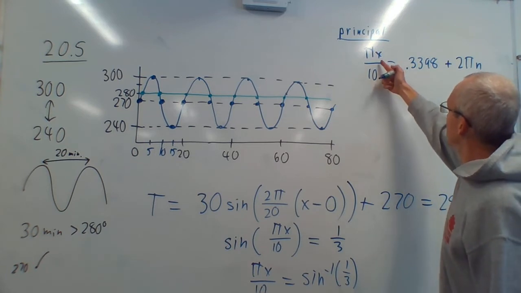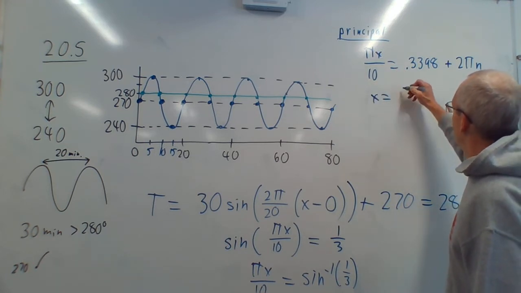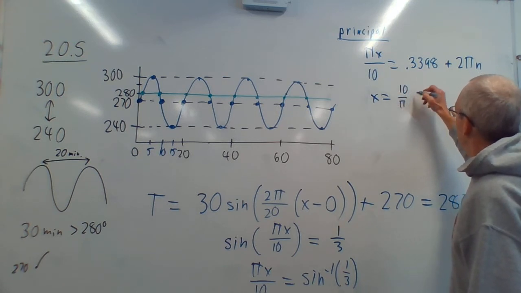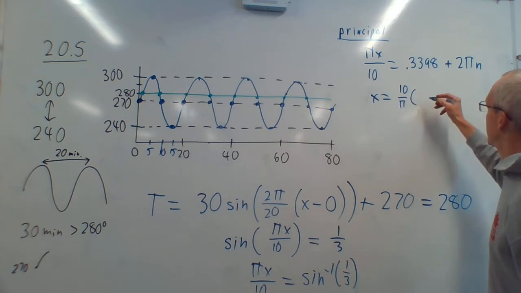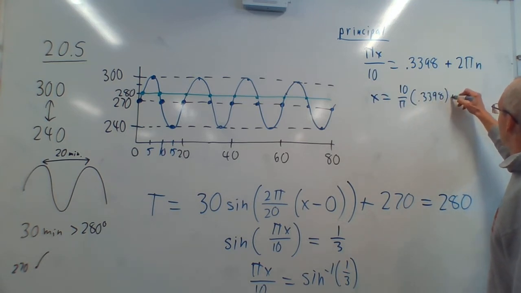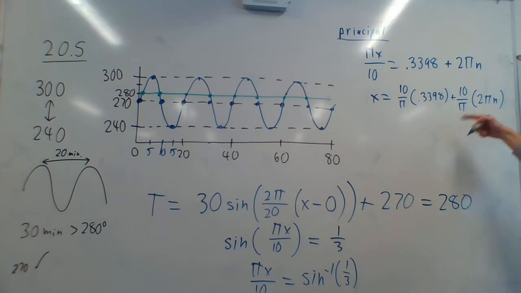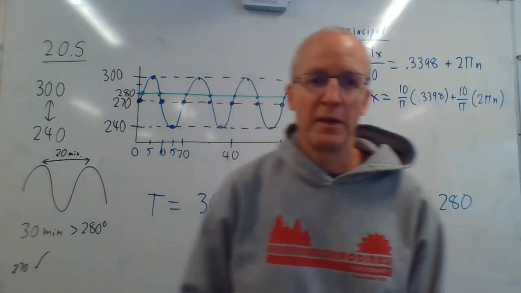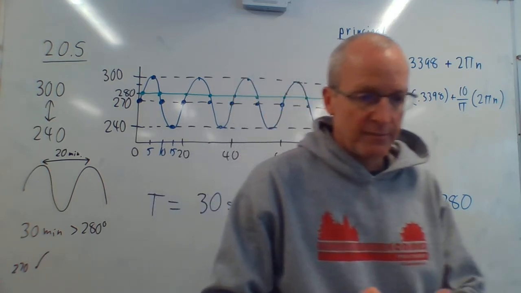Okay, so to solve for x, we multiply by 10 over pi. Pi over 10 multiplied by 10 over pi to get rid of it, that's right. Times 0.3398 plus 10 over pi times 2 pi n. This is always nice, right? The pi's are going to cancel. So that will give us a pretty number. This is not a pretty number.